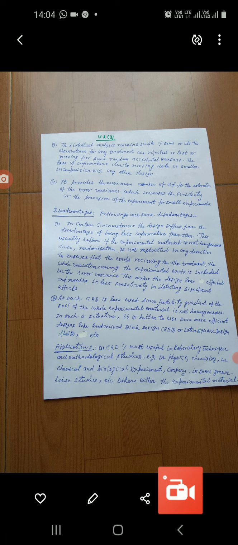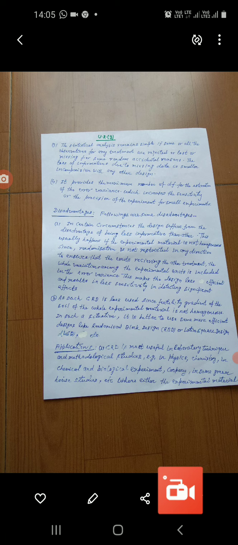Since randomization is not restricted in any direction, the whole variation among the experimental units is included in the error variance, and this makes the design less efficient, and that is why it results in less sensitivity in detecting significant effects. This is the main disadvantage.